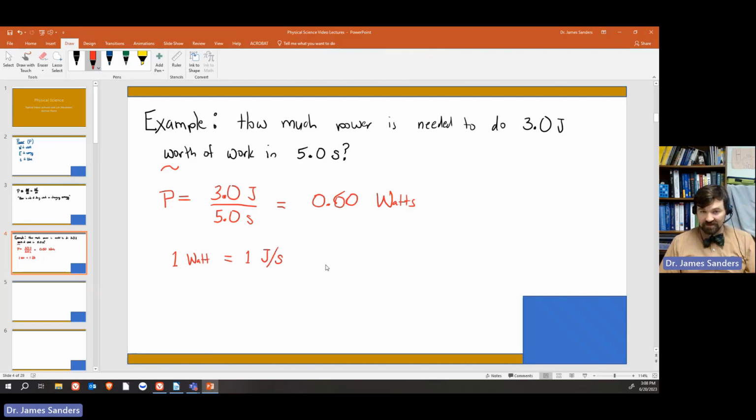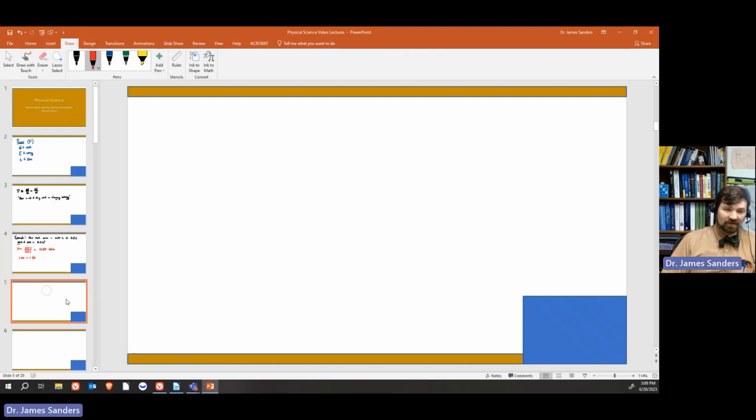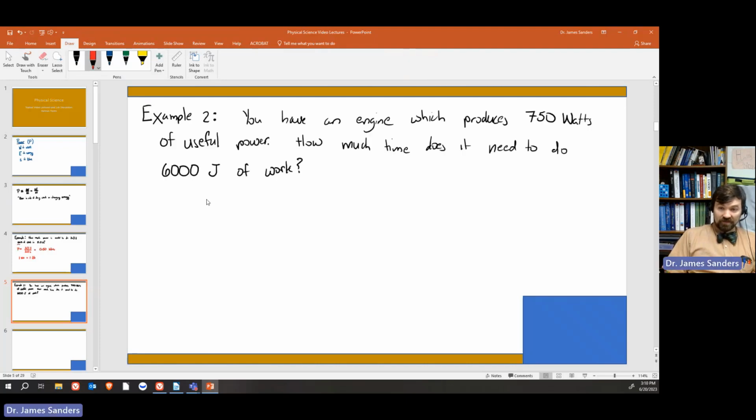All right, so that is power in an example. A second example might be to turn things on their head. So for example, maybe you happen to have an engine. This engine produces 750 watts of useful power. That's approximately 1 horsepower. But this is the MKS unit, and horsepower is more of a US customary unit. So your engine produces 750 watts of useful power, and we want to know how much time this engine needs to do 6,000 joules worth of work.